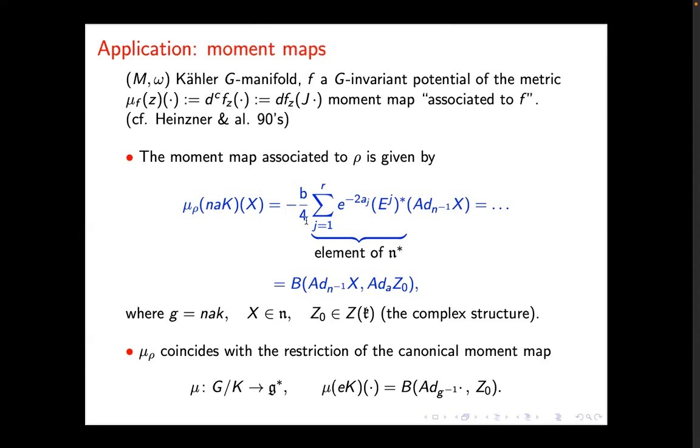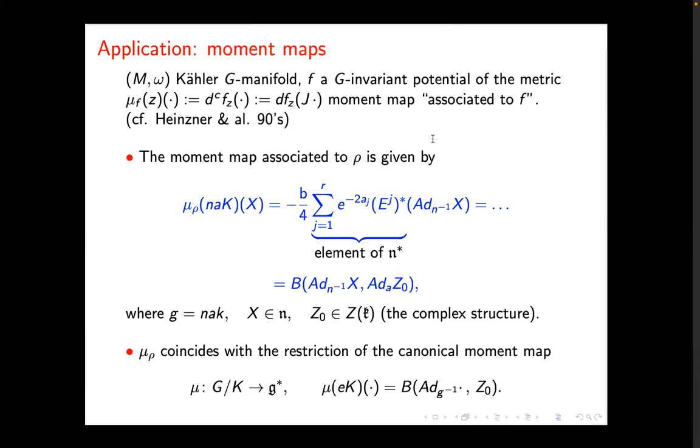Now, maybe I explain exactly all the terms, but it's a formula that gives the moment map, and with some computation, one can show that this moment map can also be written like this: the Killing form applied to the adjoint of n inverse of X, where X is an element in the dual of n, and then add A. You see, A is the element of the A part of G. And Z0 is the element in the center of K that determines the complex structure on G mod K.